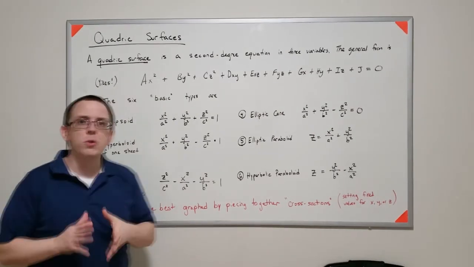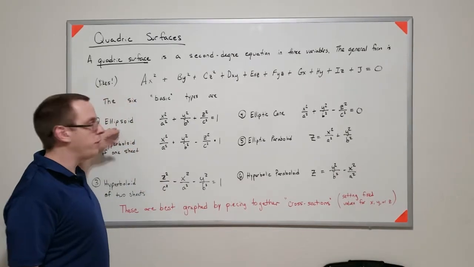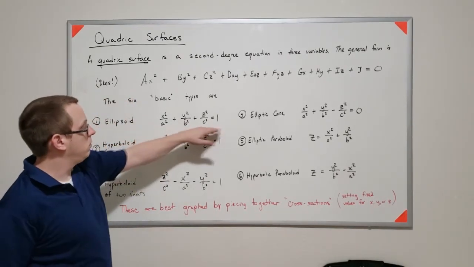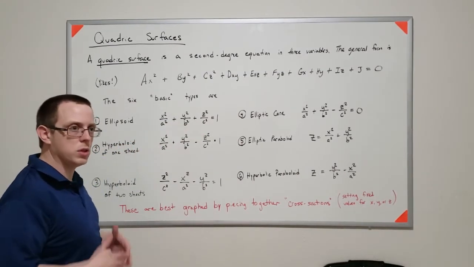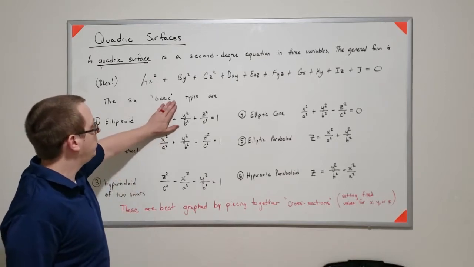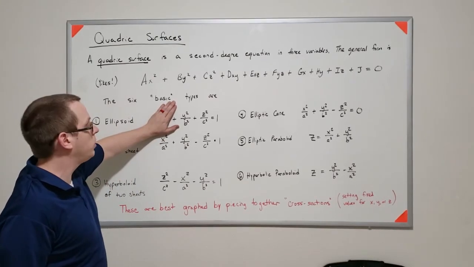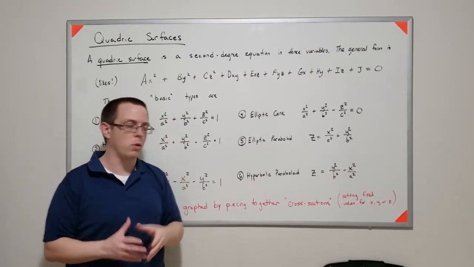So I'm going to go through each one and talk about where they come from. The ellipsoid is the most straightforward. It looks like the equation of an ellipse, except it's for 3 variables instead of 2. And what that basically says is that if I don't consider x, I have an ellipse. If I don't consider y, I have an ellipse, and so on and so forth.